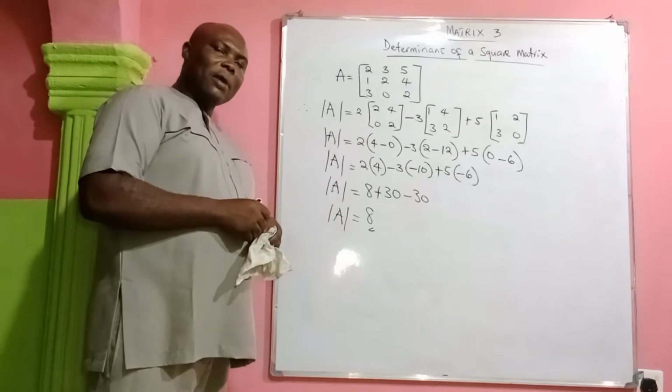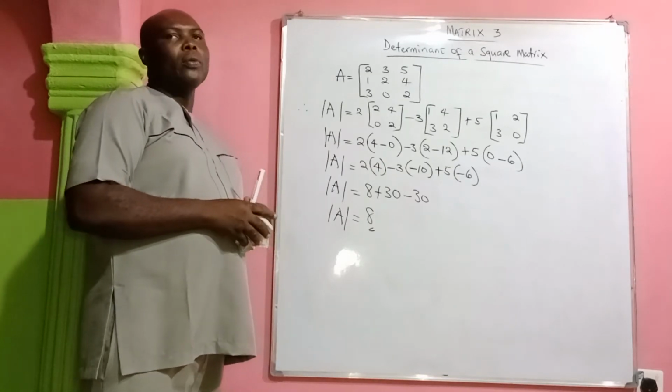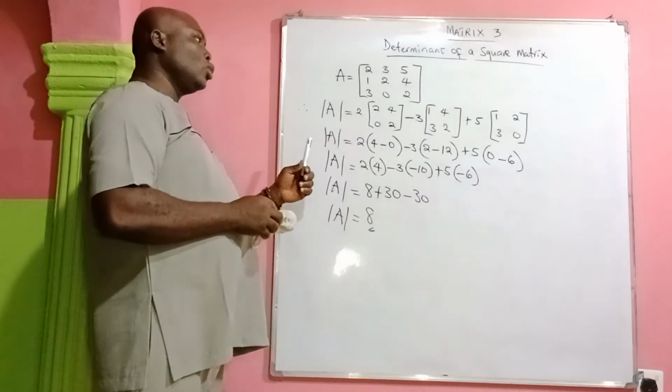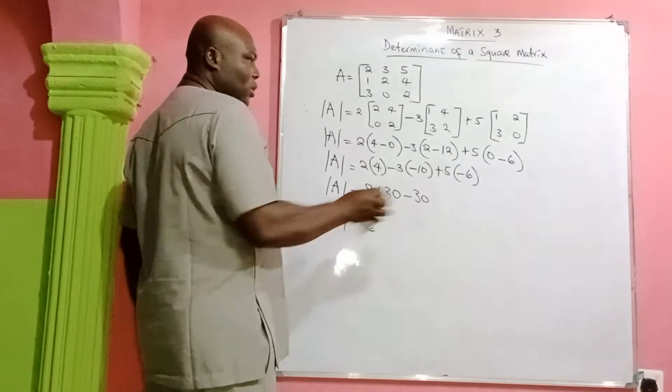Now, without waste of time, we're going to try another example of the determinant of a 3 by 3 matrix. So let's go straight to that.